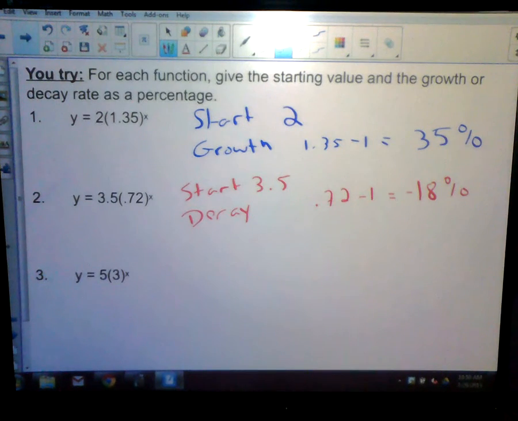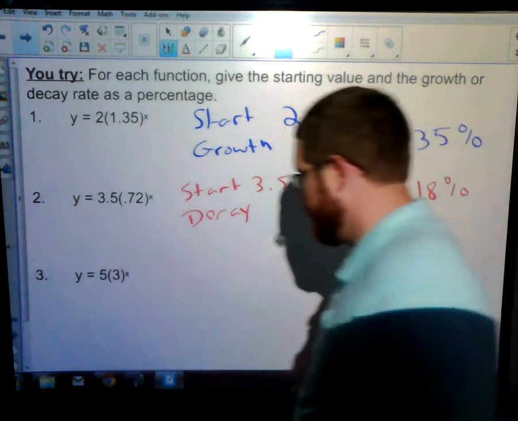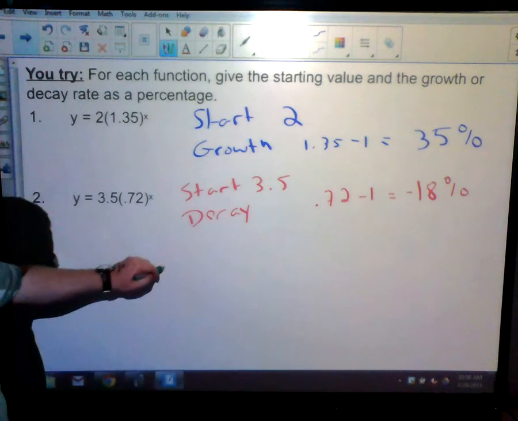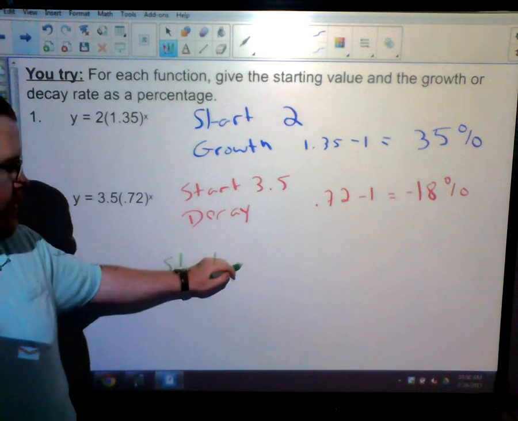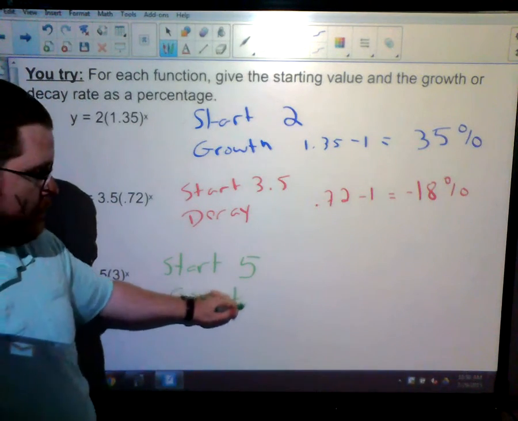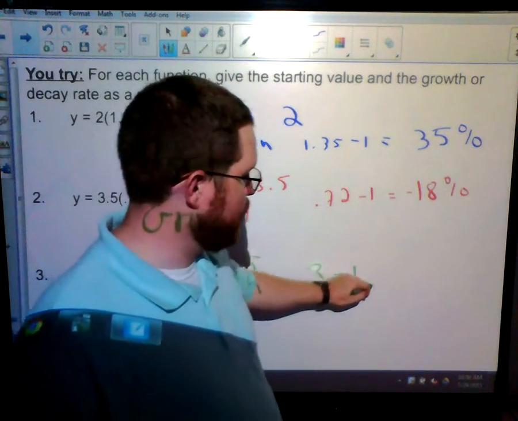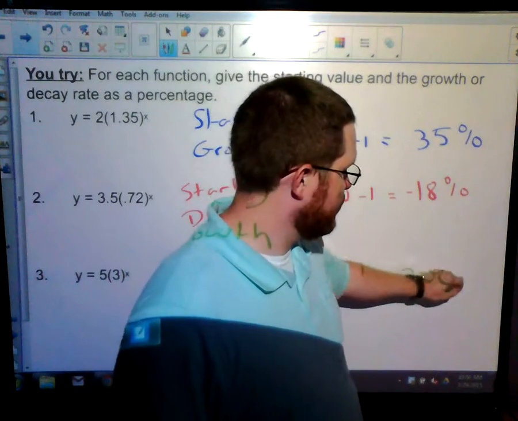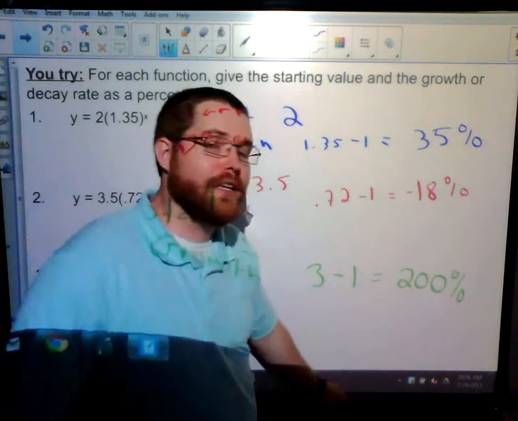I'm losing 18%. The third one people have trouble with. The starting value is 5. It's growth because it's bigger than 1. How much is it growing? 3 minus 1 is 2, or 200%. It's tripling every time.